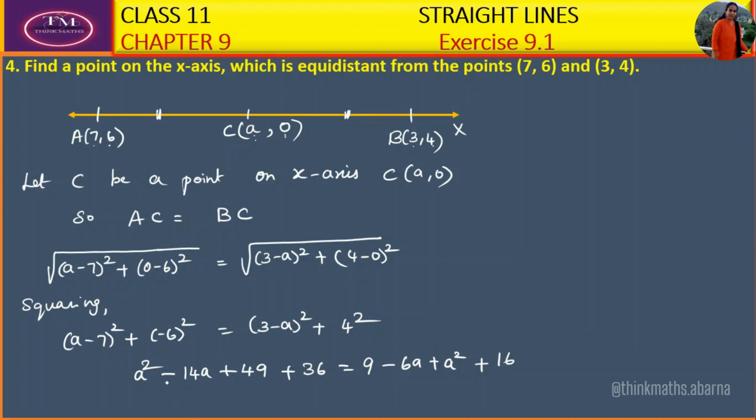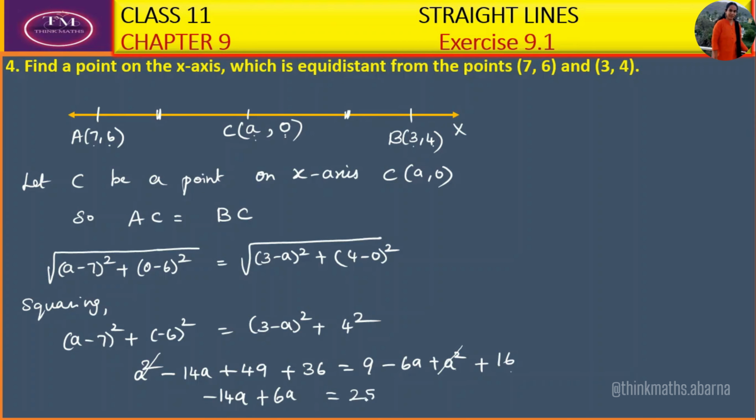Now, here it is also positive a square and this is also positive a square. Both get cancelled. Now collecting the a terms, we have here minus 14a. On the other side it is minus 6a. When we change the side it will become plus 6a. It is equal to, what is 9 plus 16?